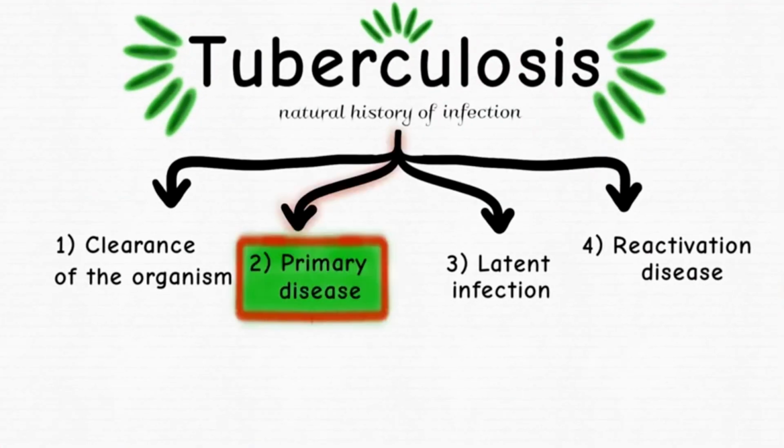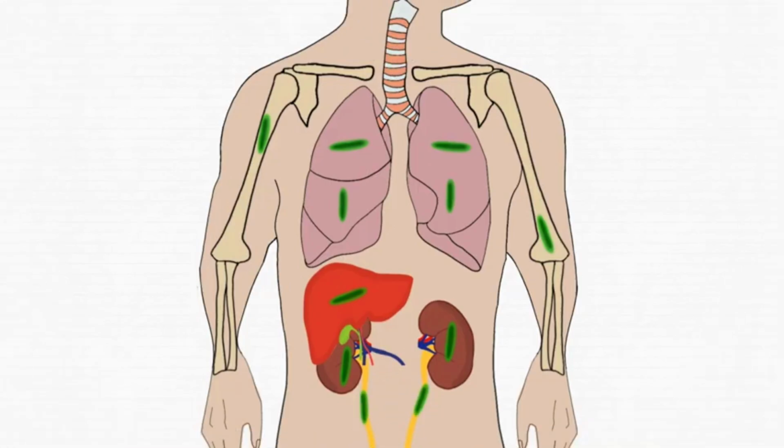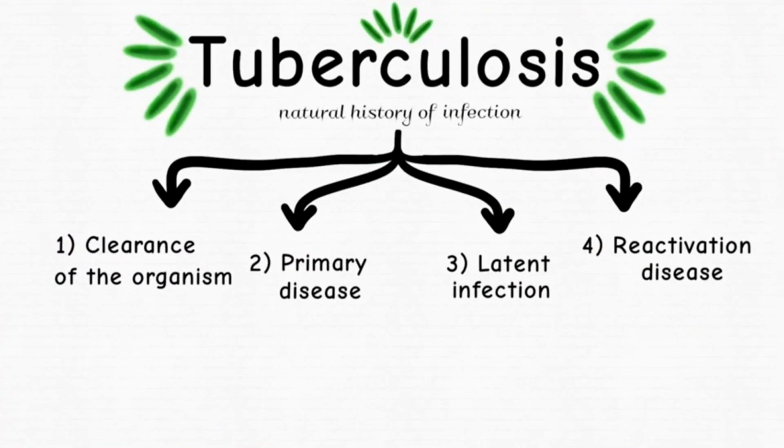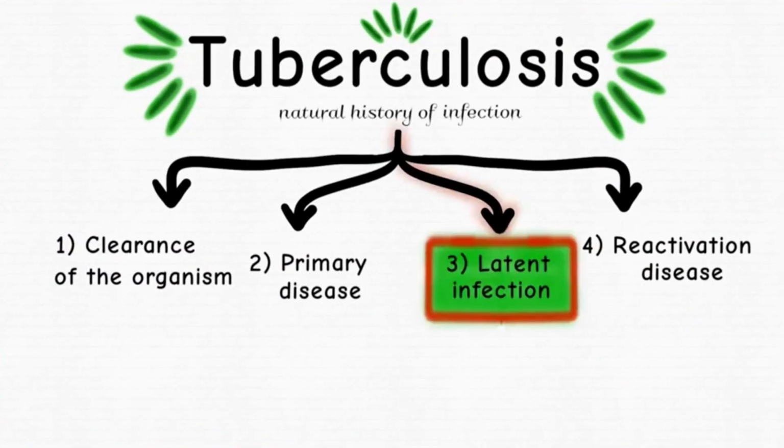Then, the primary disease. If the bacillus survives and starts causing the infection, it causes primary TB. Now, the latent TB. If the immune system traps the bacillus inside a granuloma and it becomes inactive, this is latent TB.